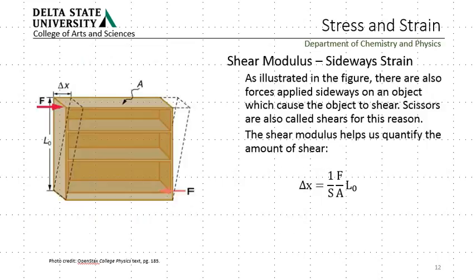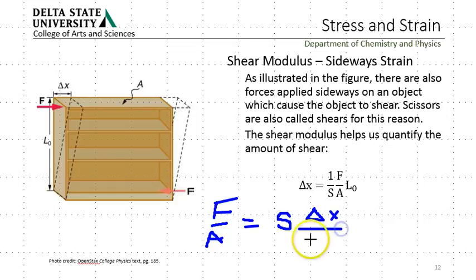There's another modulus we'll put out there that we call the shear modulus. It's written kind of funny here. I don't know why it's written kind of funny here. Need to fix that. Okay. It really kind of has the same form, right? You can write it as F over A equals the shear modulus times delta X over L naught.